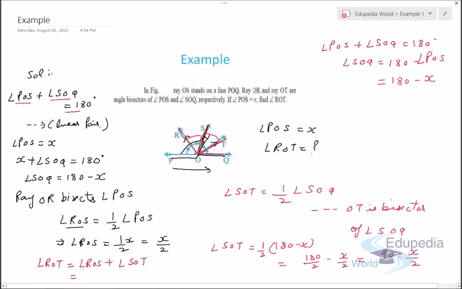So this will be equal to angle ROS, which is x by 2, plus angle SOT, which is 90 minus x by 2. Again, this and this will cancel, so the answer will be 90. This implies angle ROT is 90 degrees. So this is how we can use the concept of linear pair to find the angle. Let's move on to the next example.